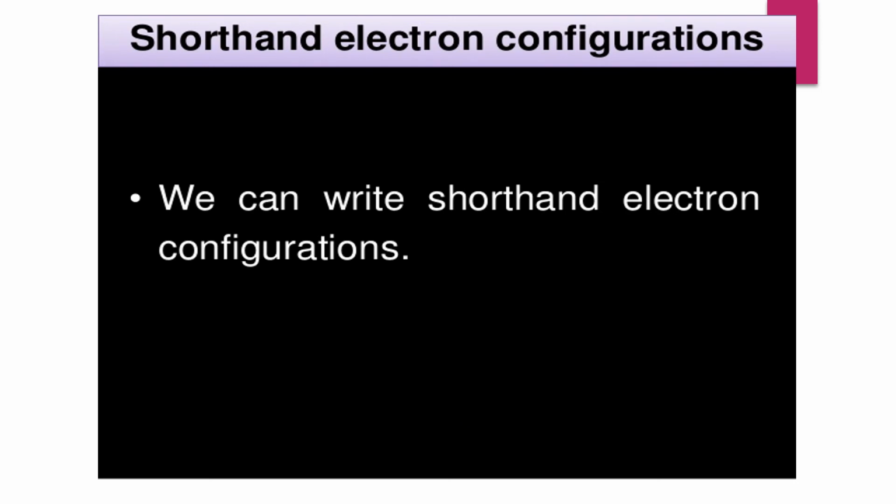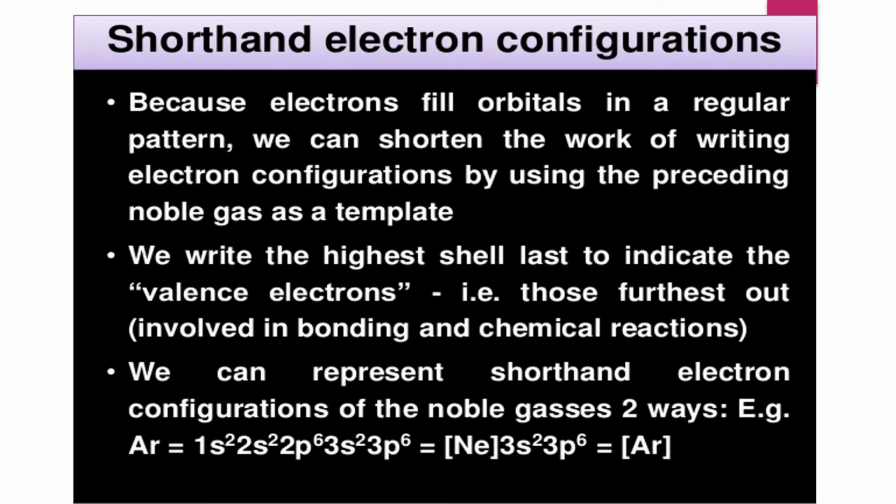The shorthand electron configurations. So we can write the electronic configuration in a shorthand representation. Now let's see what it is. Electrons fill orbitals in a regular pattern. We can shorten the work of writing electronic configurations by using the preceding noble gas as a template. So here we can represent the shorthand electronic configuration following the regular pattern. In general, electrons are filled in a regular pattern, that is first orbit, second orbit, third orbit, and so on. And again, second rule, within the orbit following the least n plus l value.